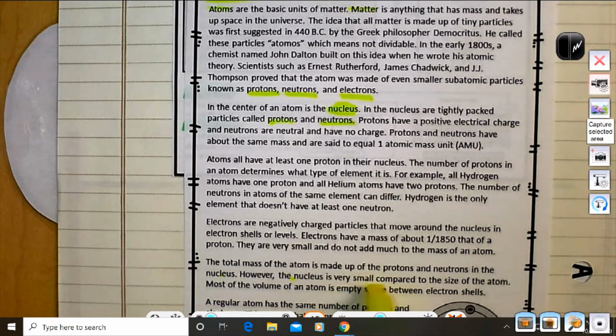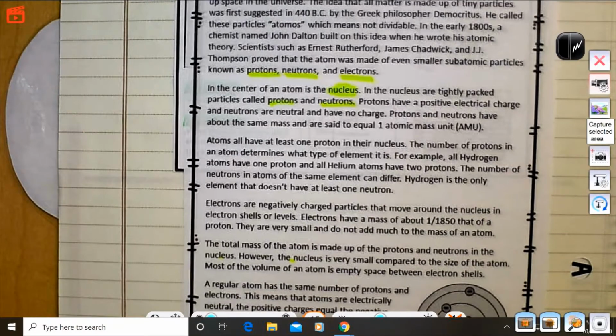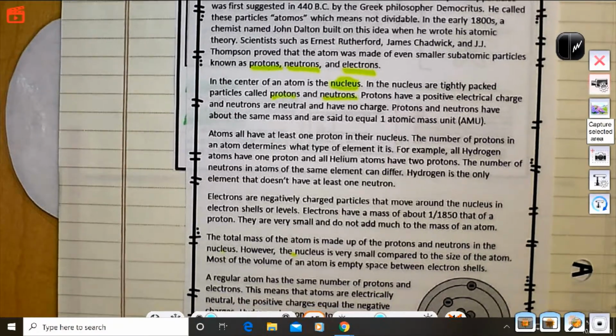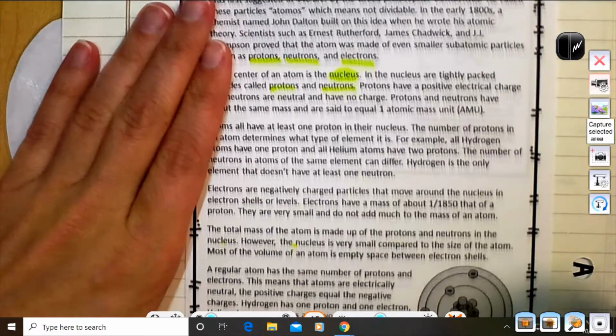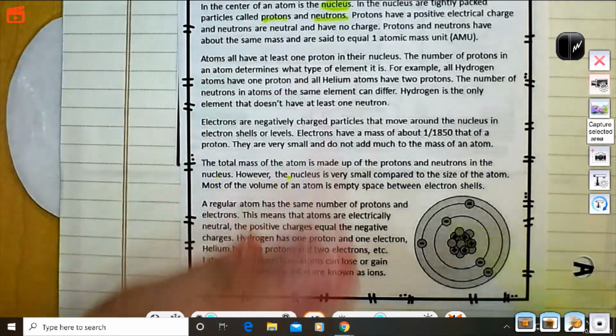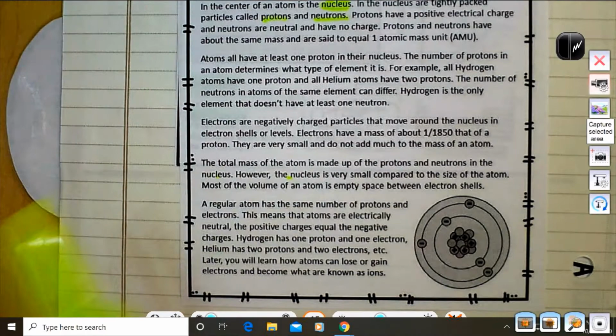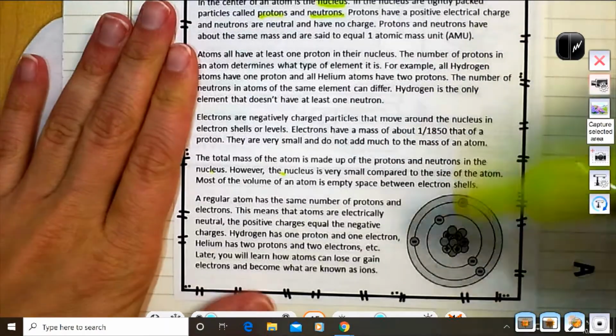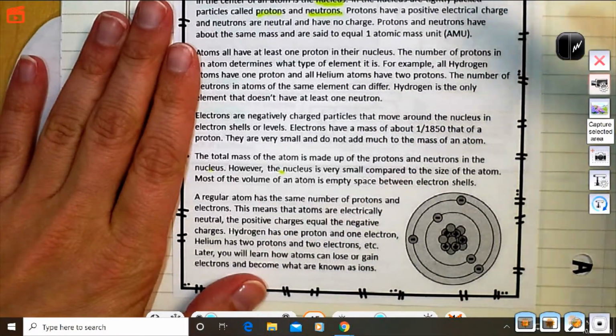However, the nucleus is very small compared to the size of the atom. Most of the volume of the atom is in the empty space between the electron shells. We remember that when we were doing our demo, we were putting the M&Ms in the nucleus and we were trying to pile them up, but they wouldn't stay in. So everything's really squeezed tight in there, and the electrons were just hanging out outside.